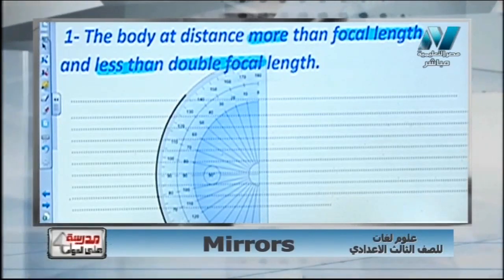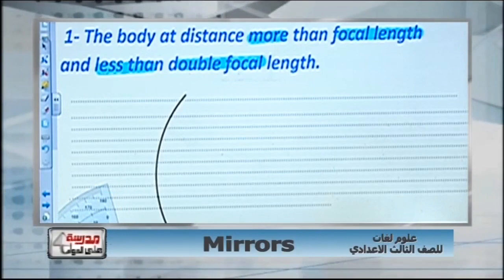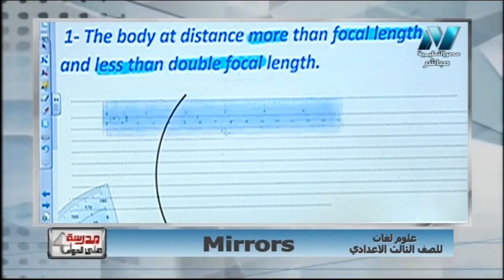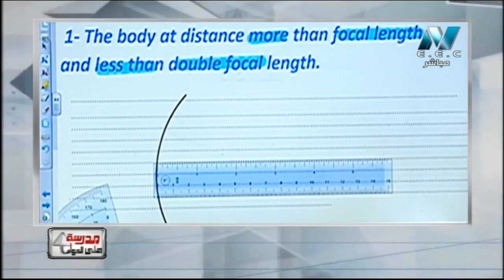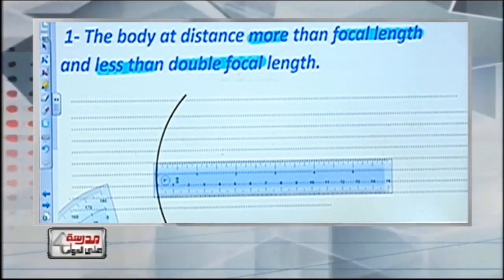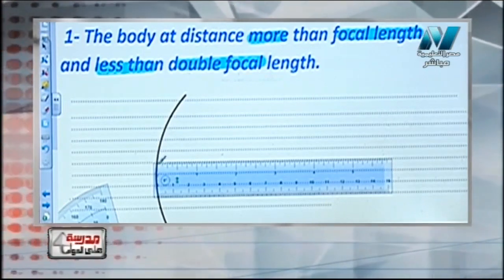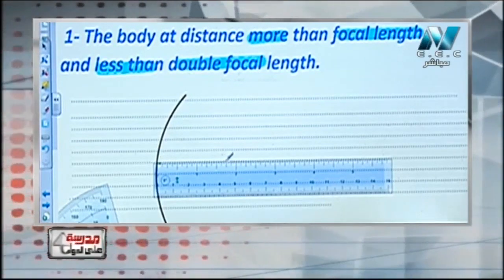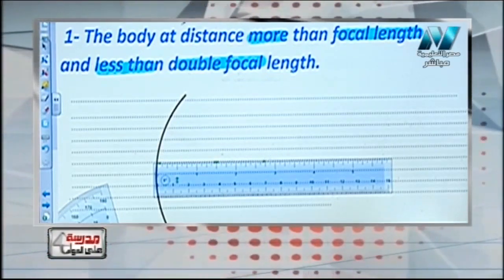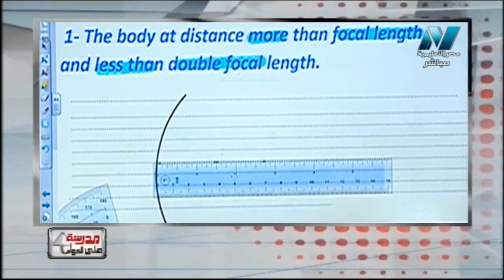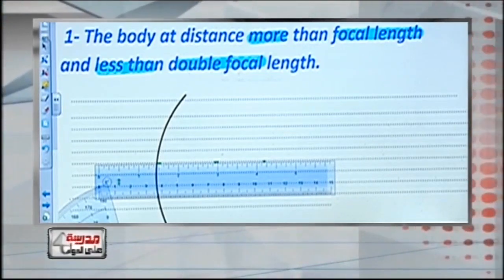Then after that we will use the ruler to measure what? Here we have two equal distances: from P to F is the focal length, and from F to C is another focal length. So we have two focal lengths, as we have the radius of curvature. So 0, for example, 3, 6. In this case, the light ray falls from the object at a distance more than the focal length but less than double the focal length.